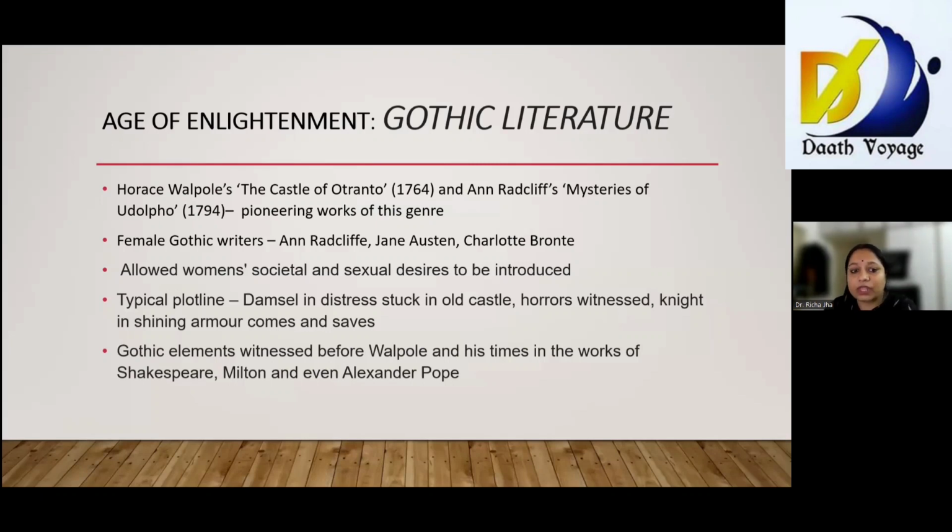The Gothic elements were witnessed before Walpole and his times in the works of Shakespeare, Milton, and even Alexander Pope. So Horace Walpole, though credited with writing one of the first Gothic novels, The Castle of Otranto, wasn't literally the first to implement Gothic elements in his work. We witness it even before him.